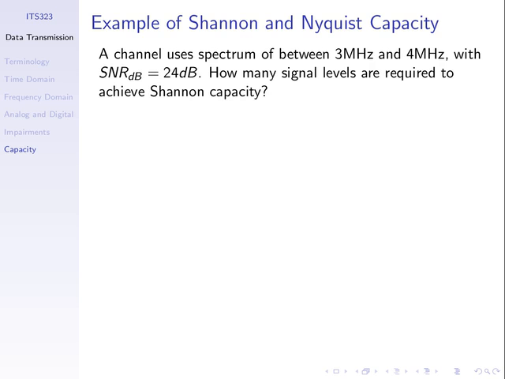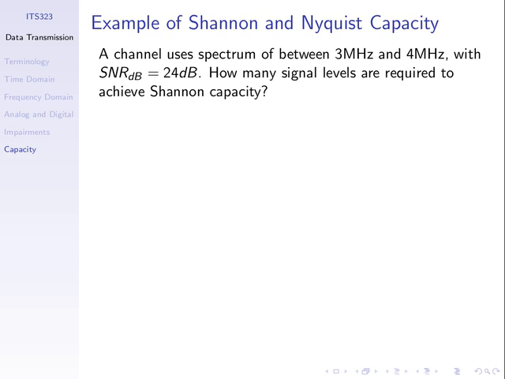If you can read this, I'm running out of space. SNR equals 10 to the power of 2.4. Just solving this equation. Use your calculator, and it's about 251, because I've solved it before. 10 to the power of 2 is 100. 10 to the power of 2.4 is about 251. Okay?